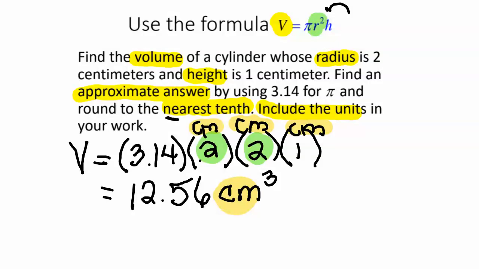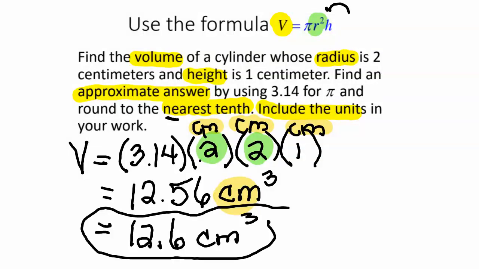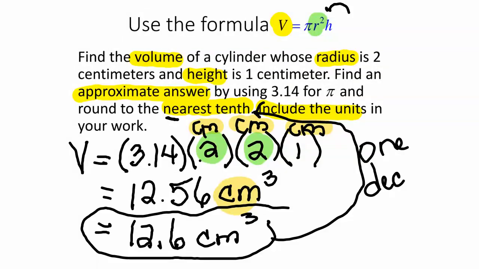Now, this is where you got to watch your answer. We got 12.56, but that's not what they're going to ask you for. My answer is going to be 12.6 centimeters cubed. This is the answer they want because we're rounding to the nearest tenth. Tenth is 1 decimal place. Okay.